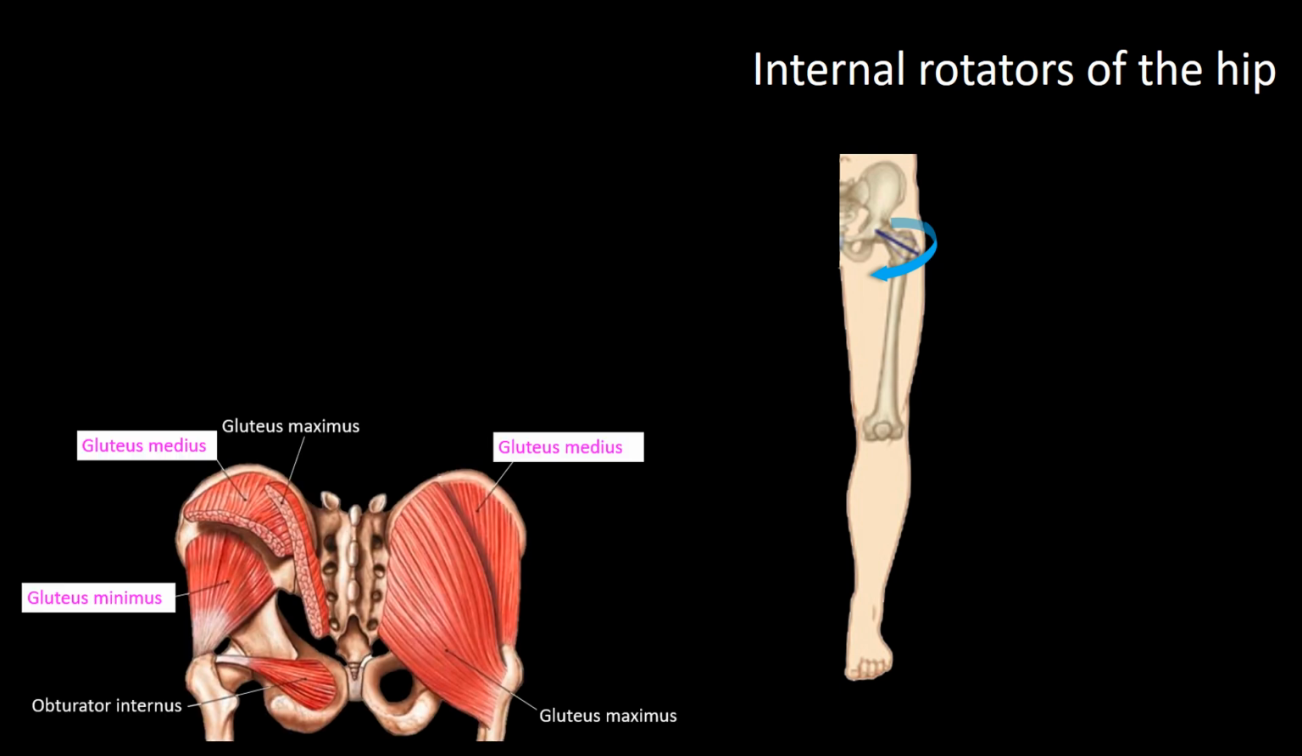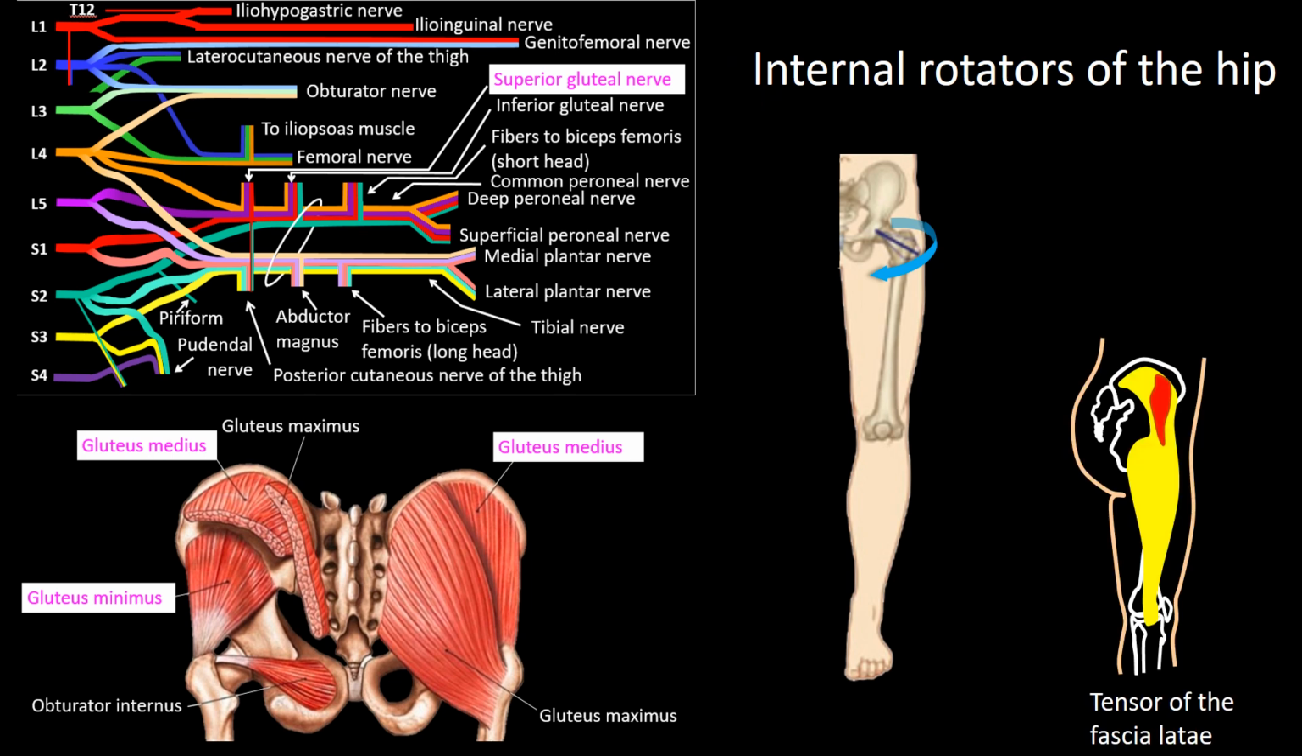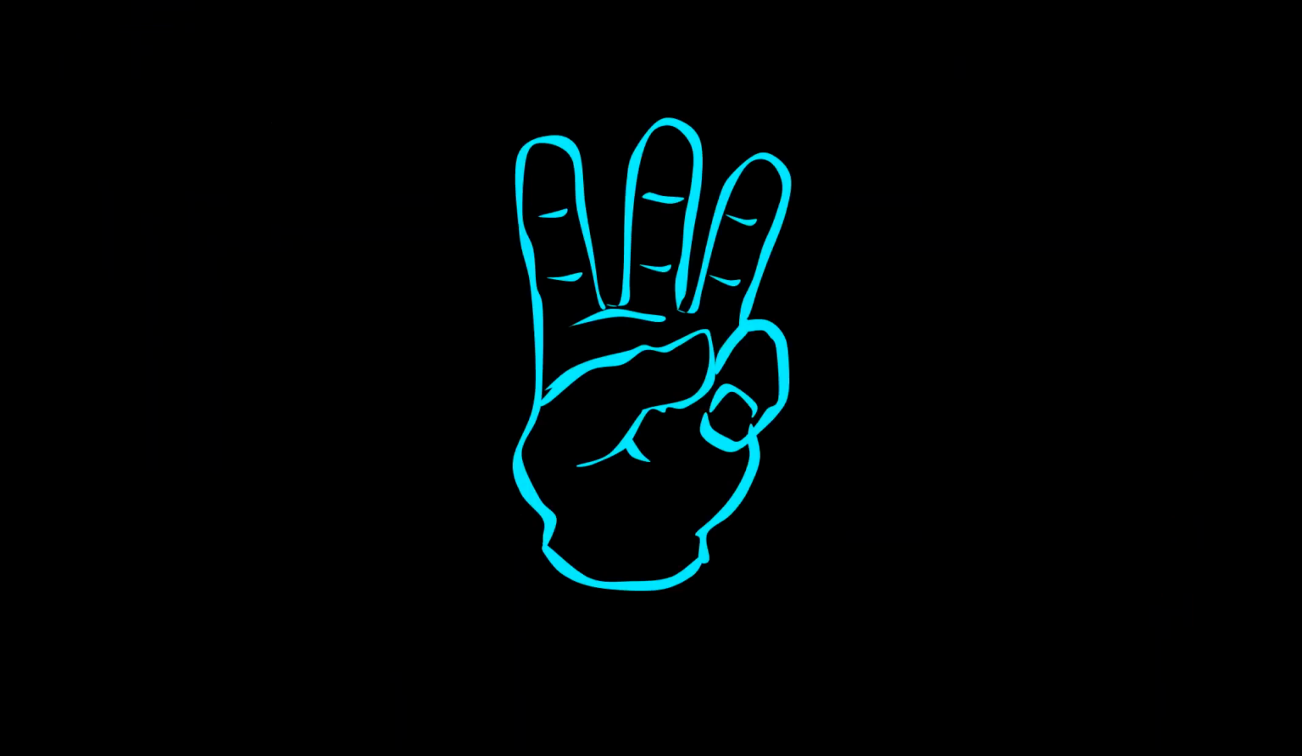Internal rotation of the hip is produced by contraction of the gluteus medius, gluteus minimus, but also by a third muscle innervated by the superior gluteal nerve, the tensor of the fascia latae. Number 3.